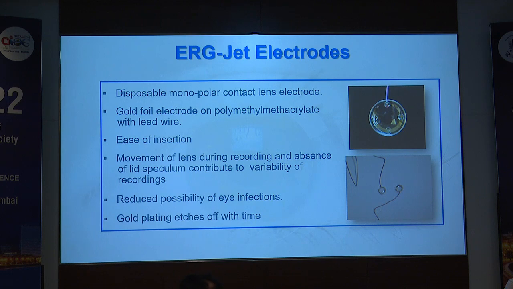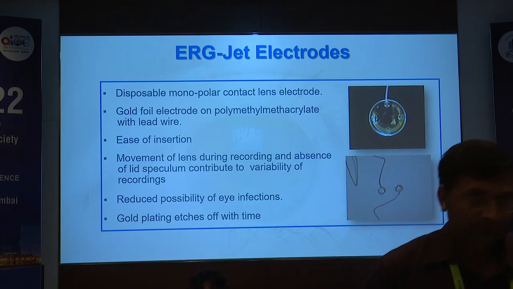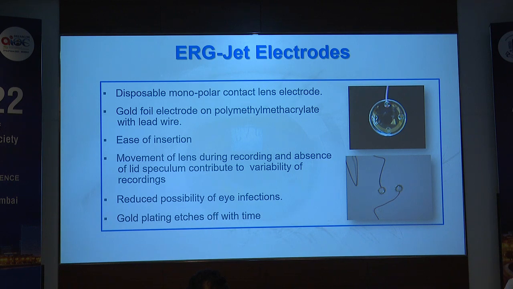Now, coming to individual electrodes, the first is the ERG jet electrodes. These are disposable monopolar contact lens electrodes, gold foil electrode or polymethylmethacrylate with lead wires. It's very easy to insert, but movement of lens during recording and absence of lid speculum contribute to the variability of the reading. It reduces possibility of eye infection. The only drawback is the gold plating etches off with time.